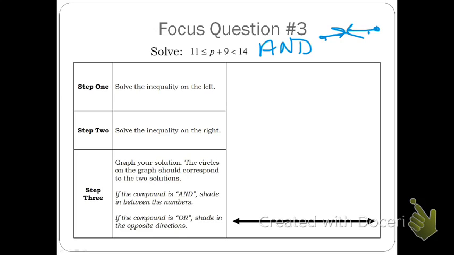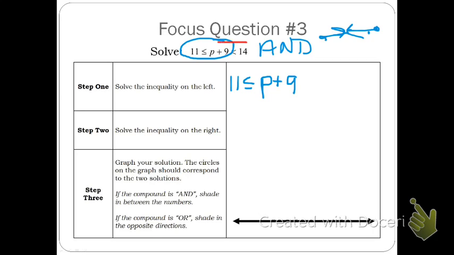Alright, to solve this, you will simply duplicate your middle expression and separate this into two separate inequality statements. To see what I mean, the first inequality statement uses the first inequality symbol and everything on each side of it. So our first statement is 11 is less than or equal to P plus 9.